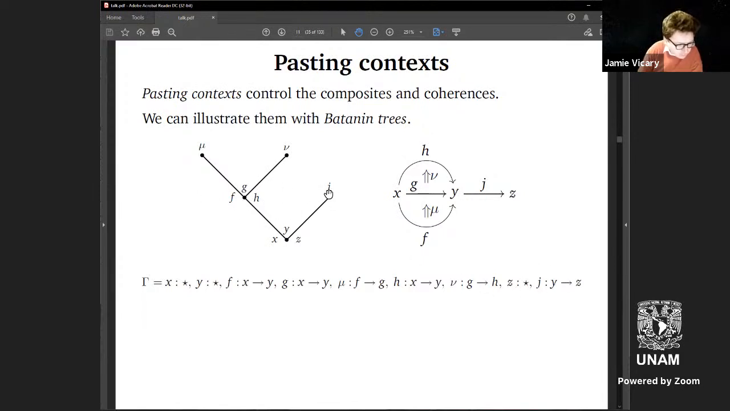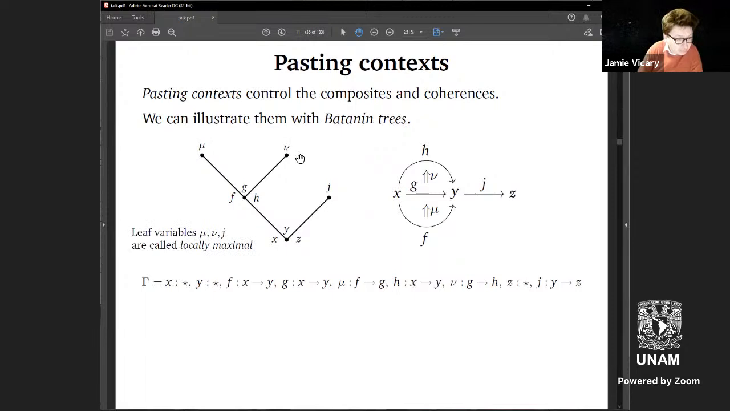Another little useful trick is that if we want to know what dimension something has, so J is a one cell, we look at the height it appears. So look, F, G, H, and J all appear at height 1, and they're the 1 cells. X, Y, Z appear at height 0, and they're the 0 cells. Mu and nu appear at height 2, and they're the 2 cells, right? That matches. So that all makes sense.